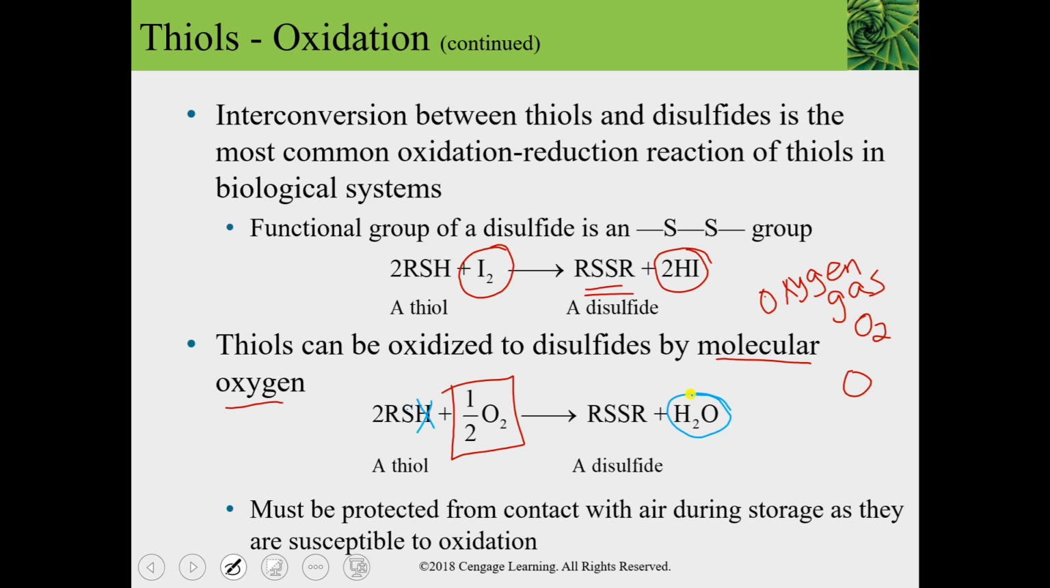When we're doing this, the most important piece is that it's protected from contact with air. Why do you think that might be necessary? Well, because it's highly susceptible to oxidation. There's oxygen in the air. If there was oxygen in the air, then we can get some other stuff going on and we won't maintain our disulfide.